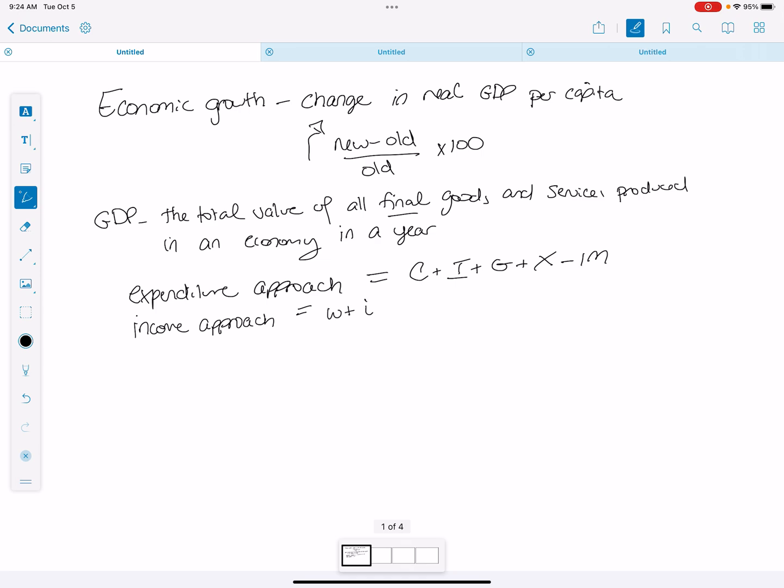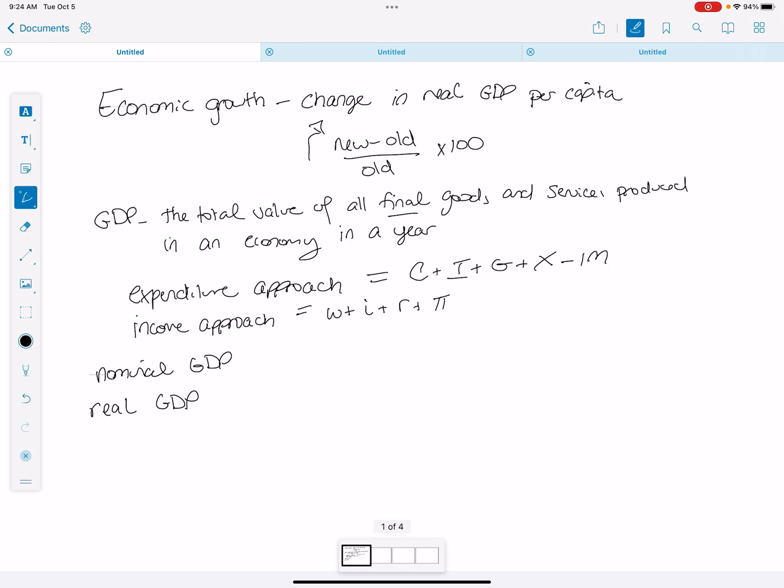Wages, interest, rent, and profits. So we can use either approach to get our GDP. And when we get our GDP, we need to recognize whether we have nominal GDP or real GDP. In order to find economic growth, we want real GDP. So we need to distinguish between the two. What's the difference? And if we have nominal GDP, we need to convert it into real.